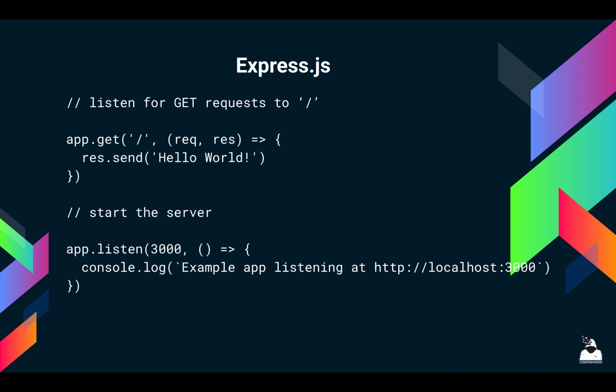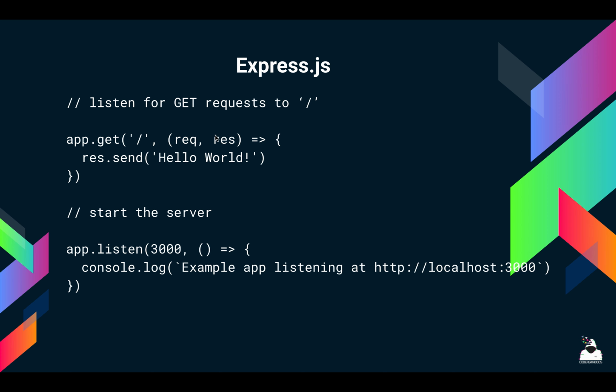In fact, this is almost copied from the Express Hello World example on their website. So if we want to listen for GET requests to this URL, to just slash, we will talk about app in a minute, but Express creates something that we've called app, and we call the function get. So when there is a get request to this URL, so just slash, like the home page, call this function.